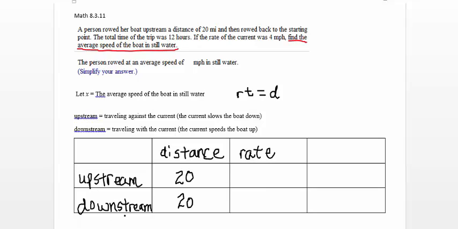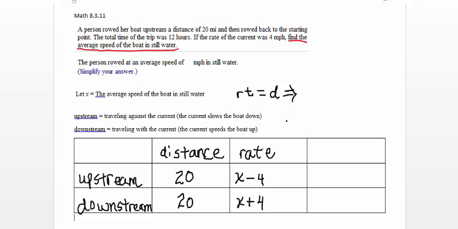But since the upstream trip is when the boat works in opposition to the current, the current actually slows the boat down. And instead of the boat's rate being x miles per hour, it's actually x minus 4 miles per hour. So it's traveling at a slower rate on the upstream portion of the trip. When the boat goes downstream, the current speeds the boat up, so it travels at the faster rate of x plus 4 miles per hour.